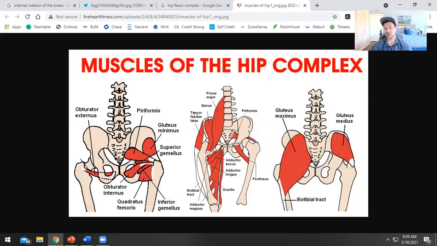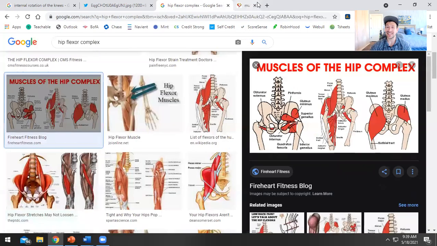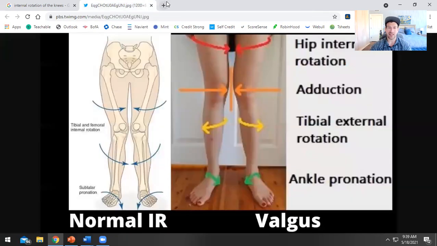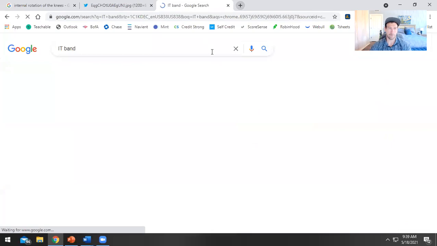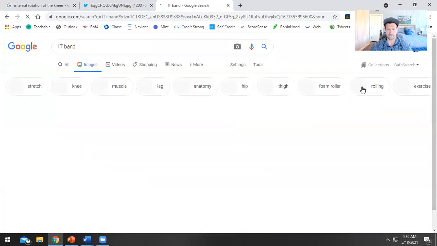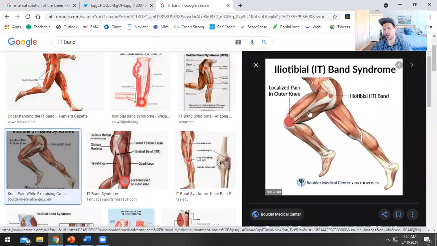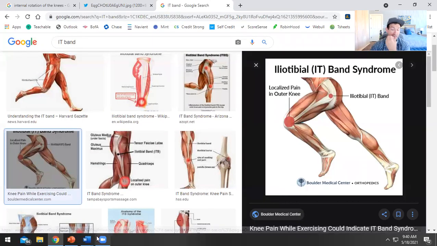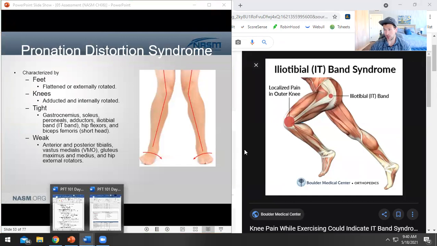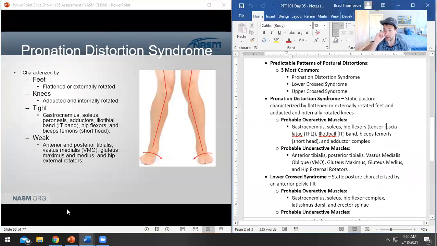This is your tensor fascia latae, which is this short little muscle that runs from the outside of your hip over to your femur, and then it becomes fascia and runs all the way down to become your IT band. So when we look at that, you can see there's our IT band as it runs all the way down. That is really the portion of the hip flexors that they're talking about here.